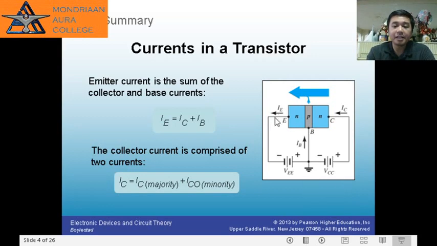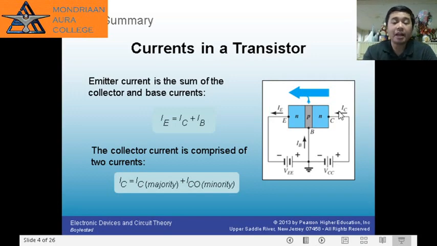But still, ang base emitter junction is forward bias. We have positive to P-type and negative to N-type. And also, the base collector junction is reverse bias. Negative to P-type and positive to N-type.